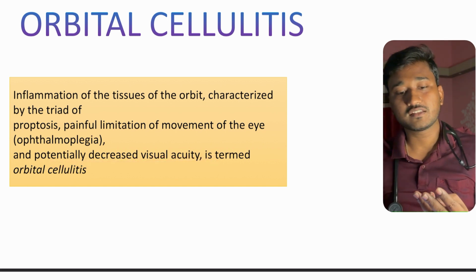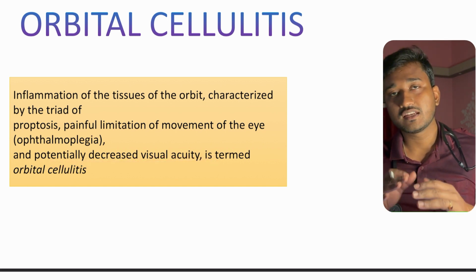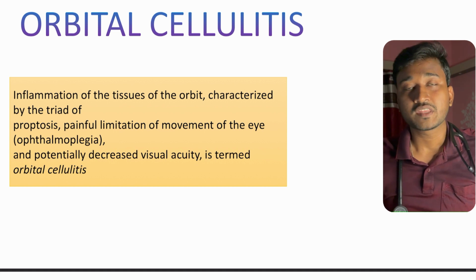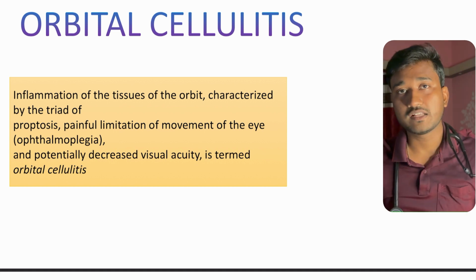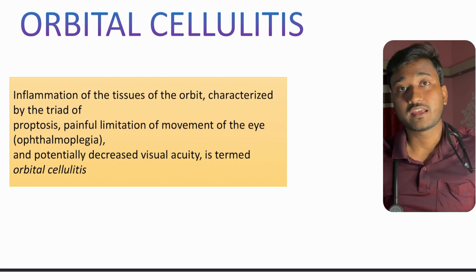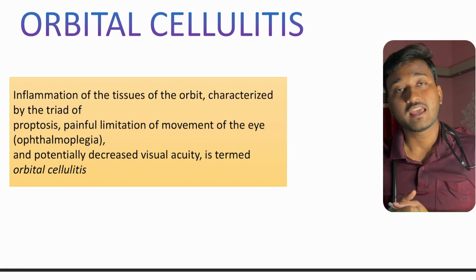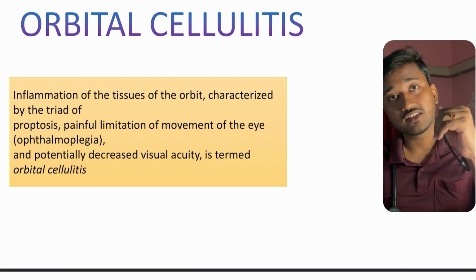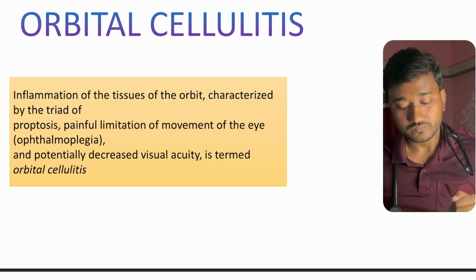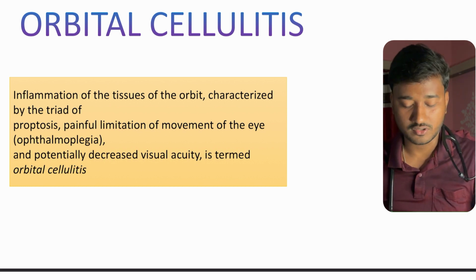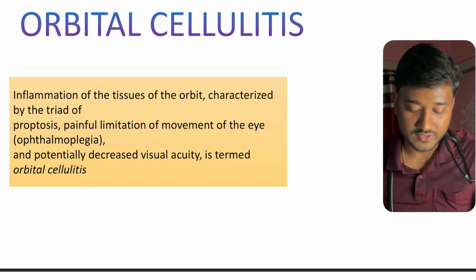So never forget there are three things which basically define this inflammation, the triad: proptosis, that is anterior bulging, painful movement restriction or ophthalmoplegia, and also potentially decreased visual acuity. So it basically constitutes your orbital cellulitis.